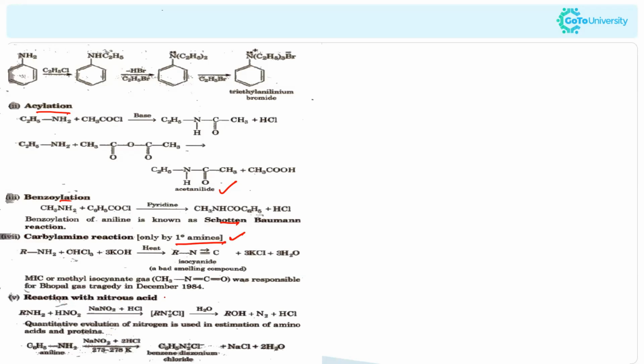And we have the reaction with nitrous acid as well, that is HNO2, and they are converted into the corresponding alcohol. So these are the reactions, and quantitative evolution of nitrogen is used in the estimation of amino acids and proteins. So this is another kind of reaction. All these reactions are very important, so note it down.